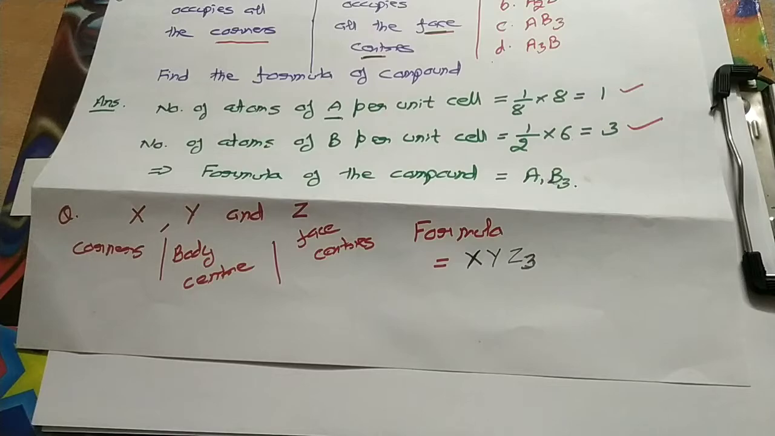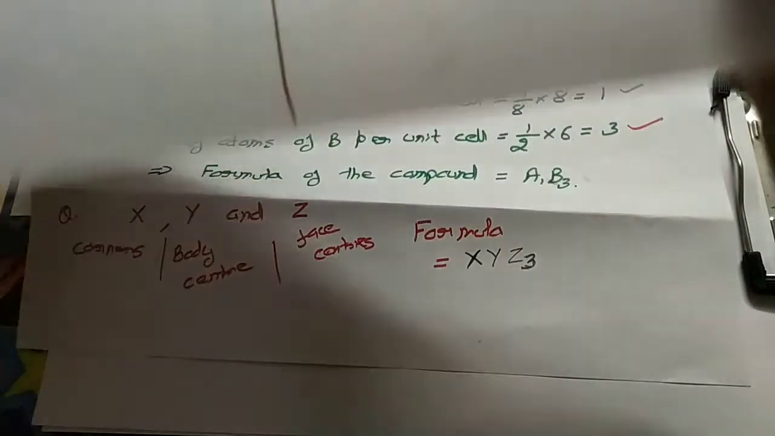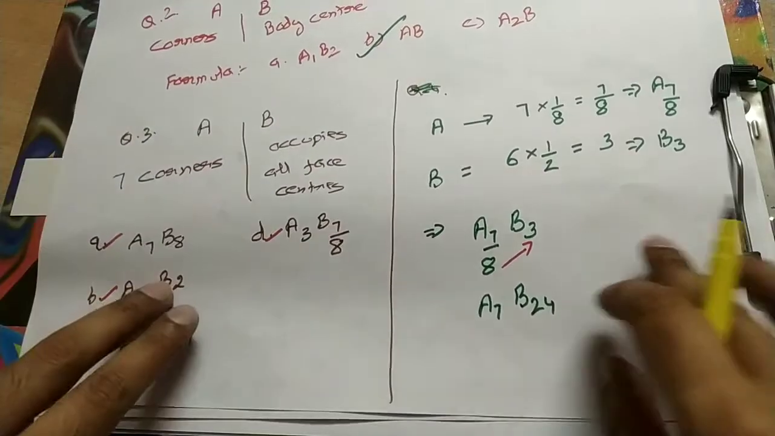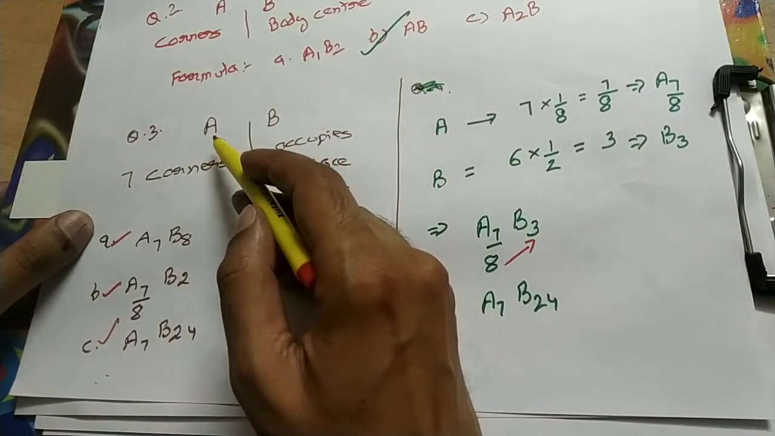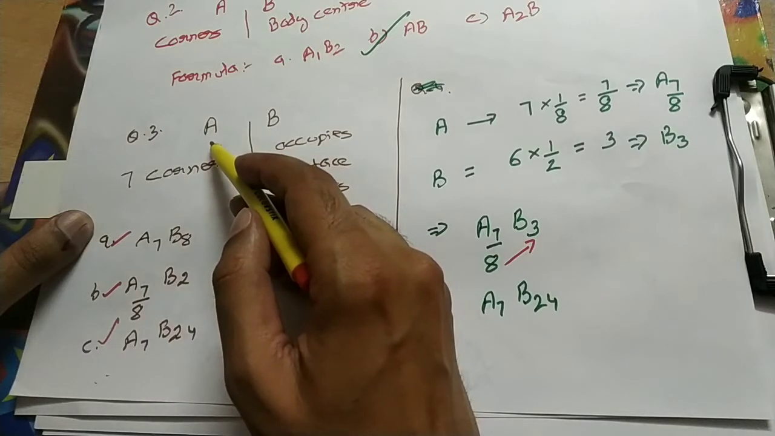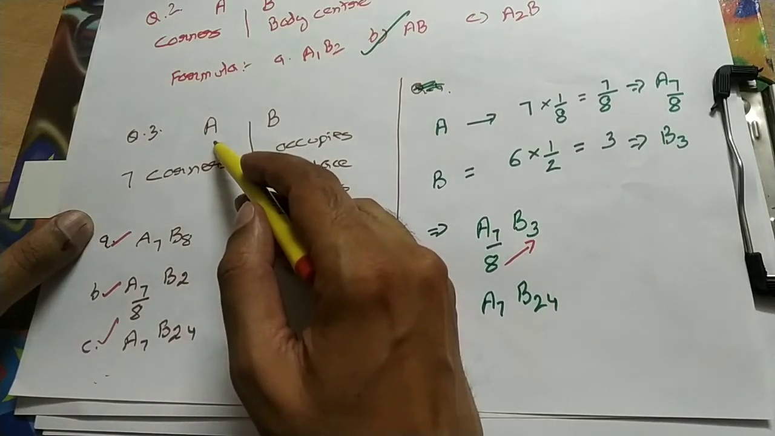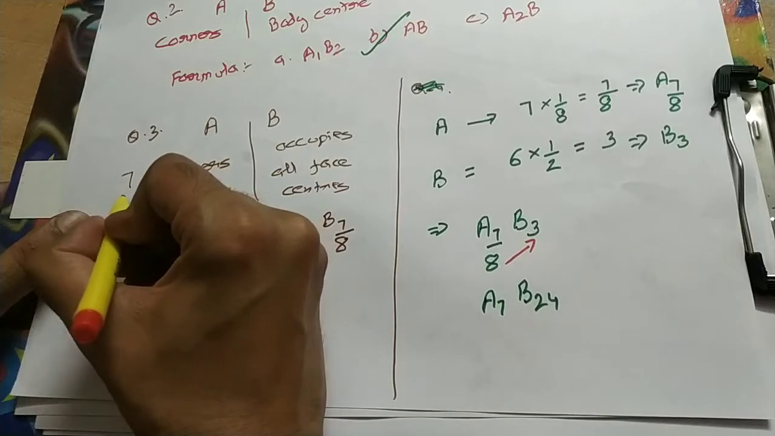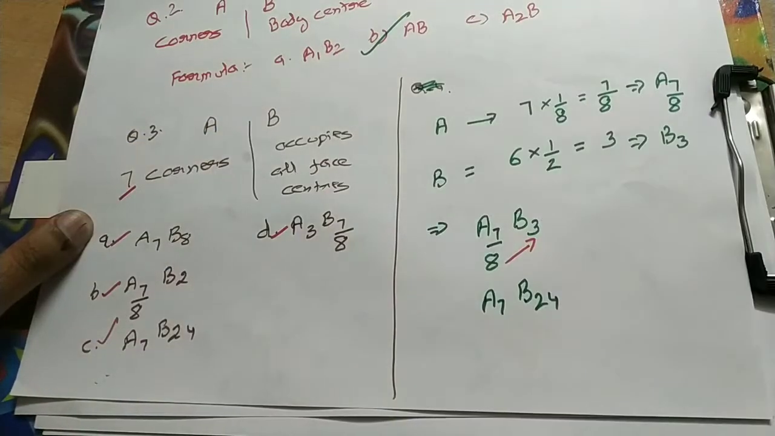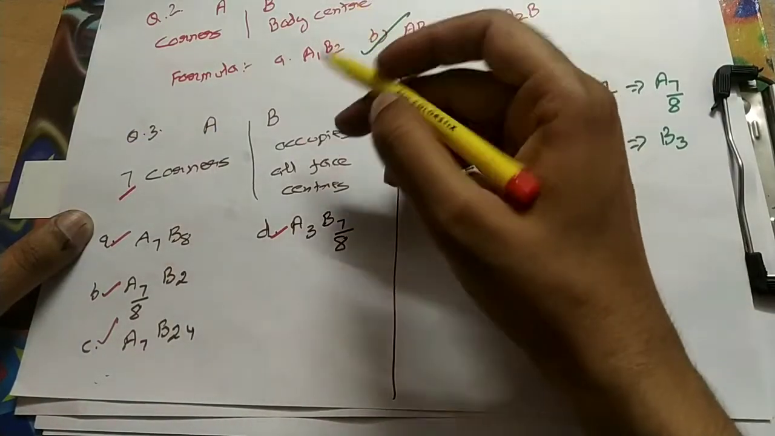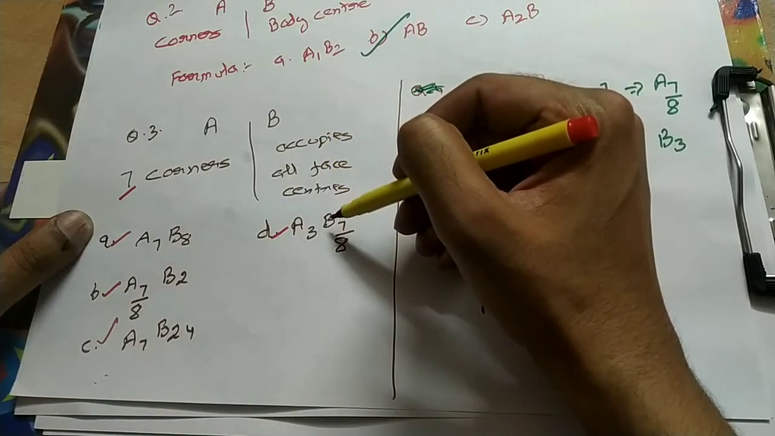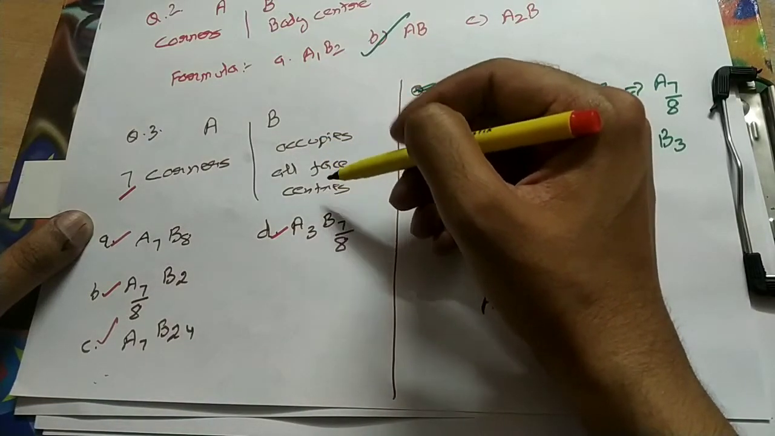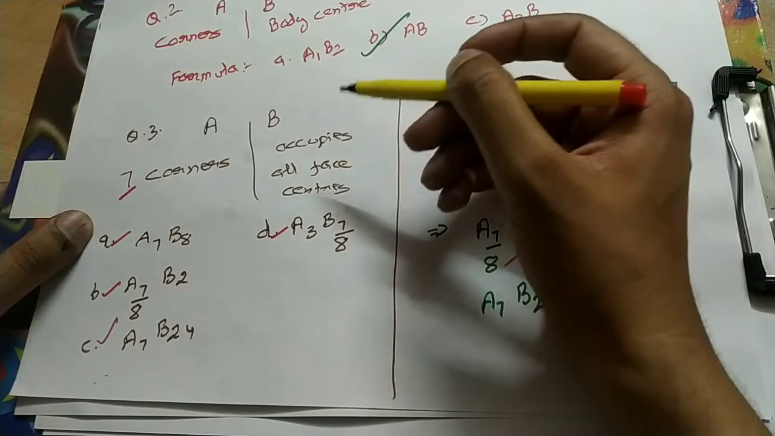एक और देखो question. This question number 3. In this particular question, atoms of A occupies 7 corners. This one is important. 7 corners. And atoms of B occupies all the face centers. What is the formula of this compound?